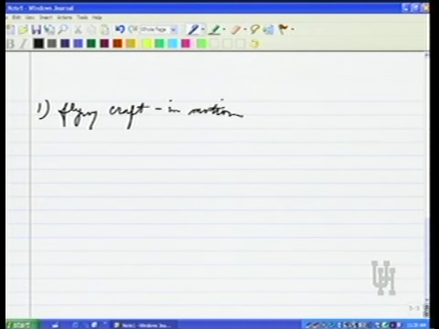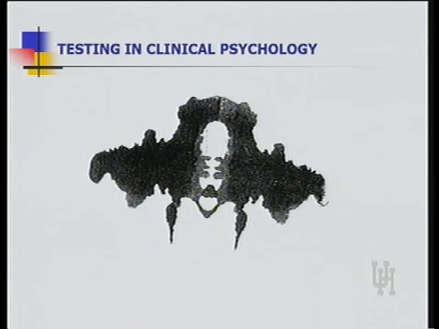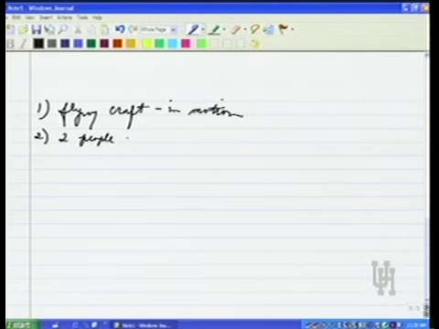Okay, and are you seeing that? Are you seeing that in a different part of the blot? Yeah. So you got a second response, which is two people kissing. Yeah, about to kiss. Okay, about to kiss.